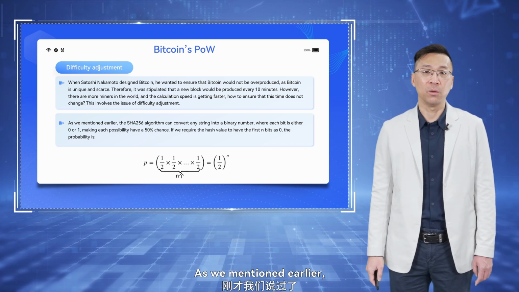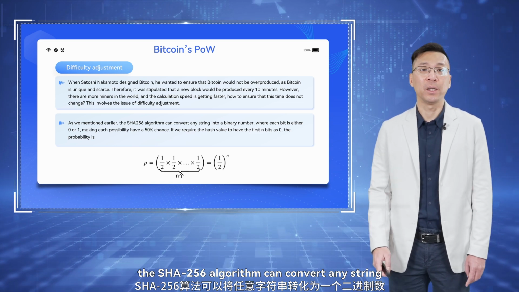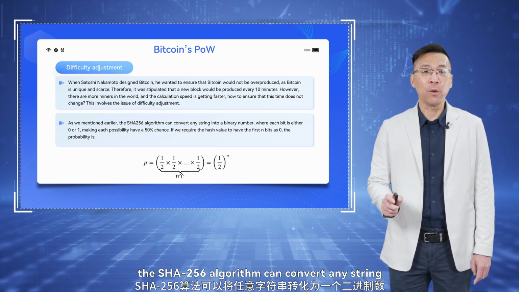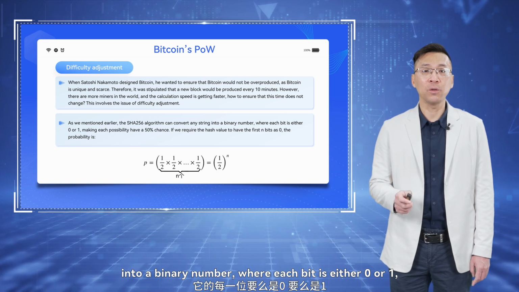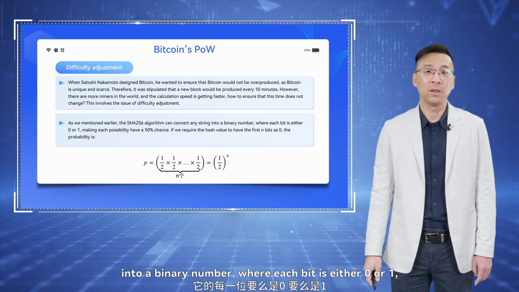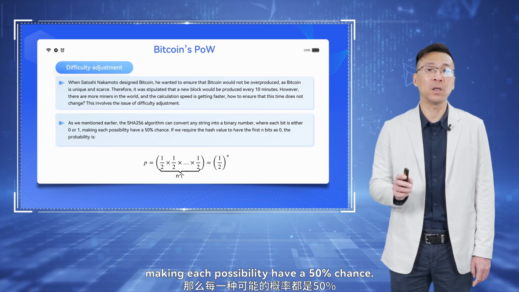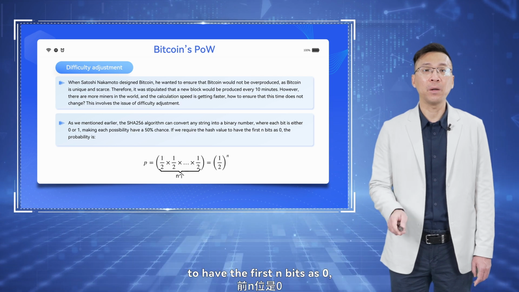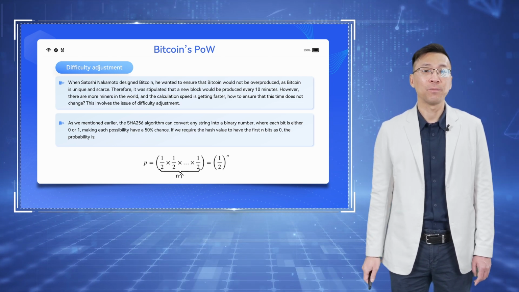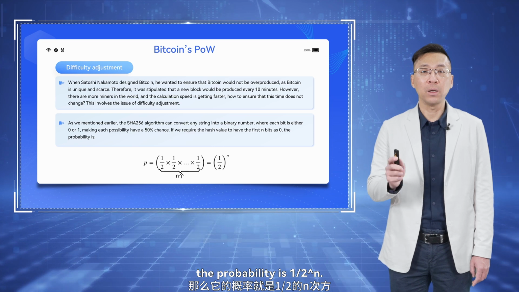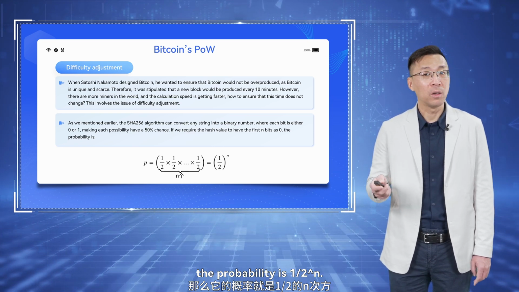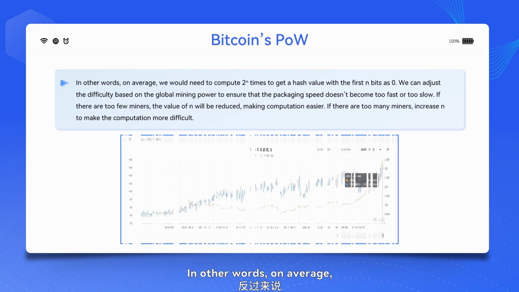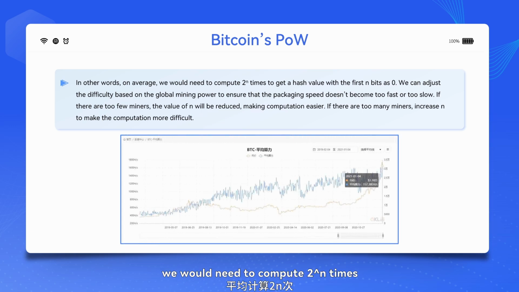As we mentioned earlier, the SHA 256 algorithm can convert any string into a binary number, where each bit is either 0 or 1, making each possibility have a 50% chance. If we require the hash value to have the first n bits as 0, the probability is 1 over 2 to the power of n. In other words, on average, we would need to compute 2 to the power of n times to get a hash value with the first n bits as 0.